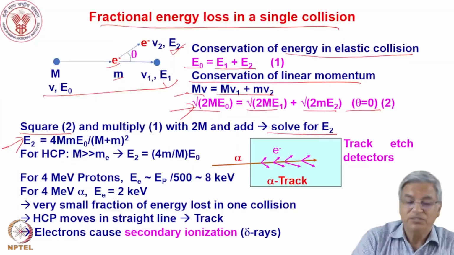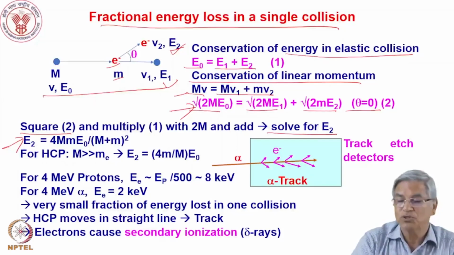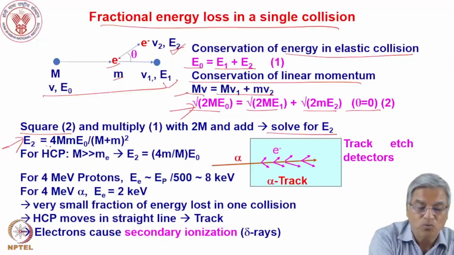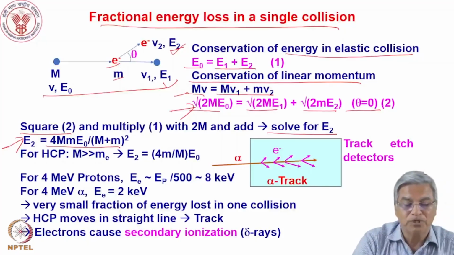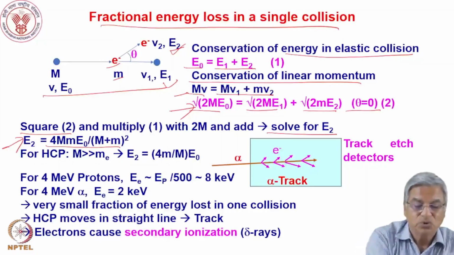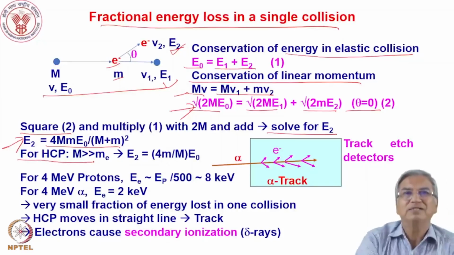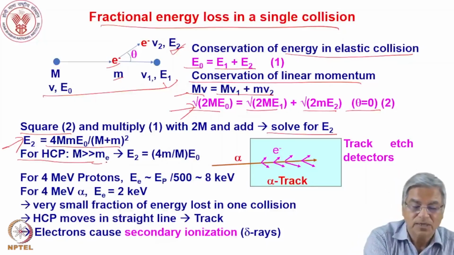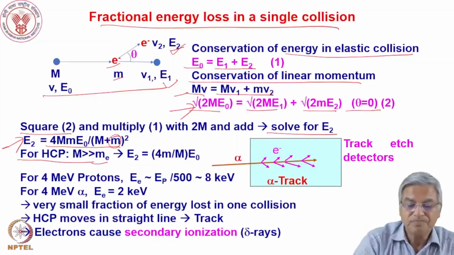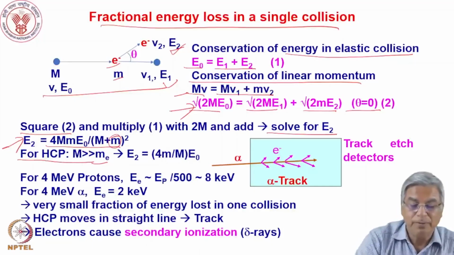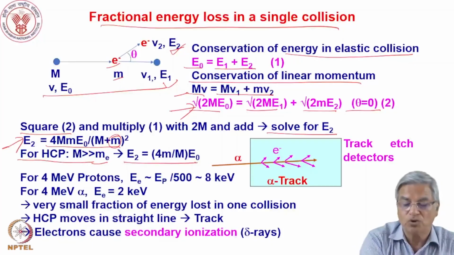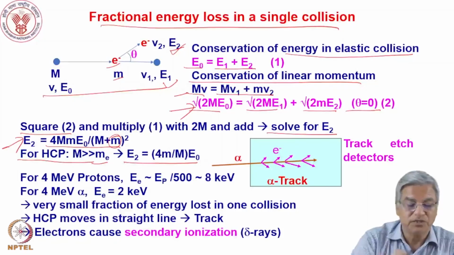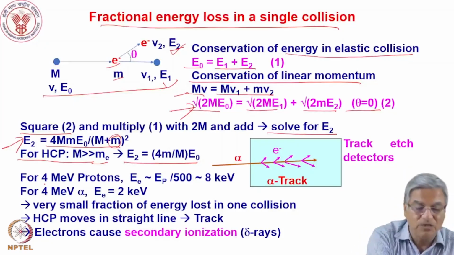In fact, this is the maximum energy that the electron will gain, because at theta equal to 0, the electron energy is maximum. That becomes 4mM E0 upon (m plus M) squared. Now for a heavy charged particle, the mass of the ion is very high compared to that of the electron, so you can neglect the small m compared to capital M. This becomes the energy of the electron equal to 4m upon M times E0, where E0 is the energy of the ion.